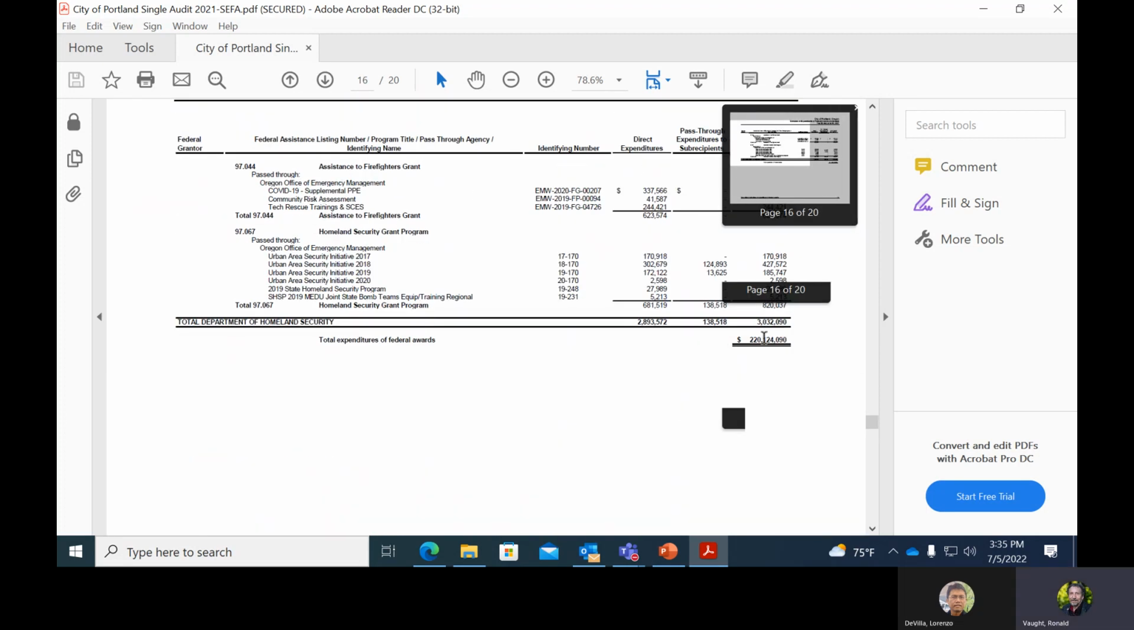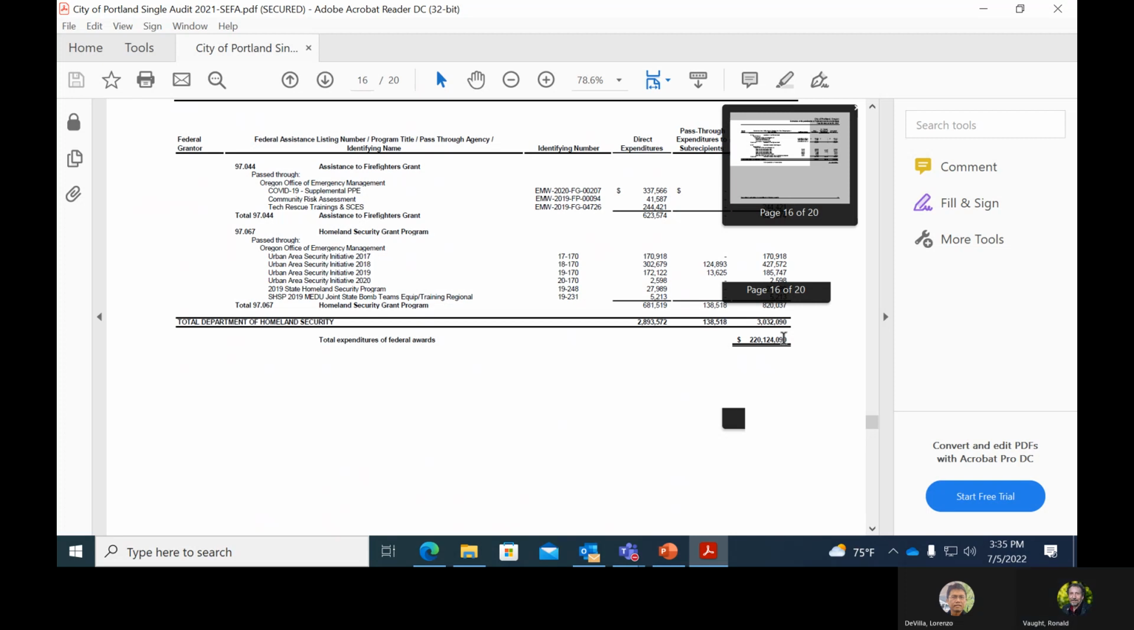So in total, we had 220 million of grant funding. The way this works is you have type A and type B grants, and it's based on a percentage of the $200 million to determine whether it's big enough to be a type A or whether it's a smaller type B grant.